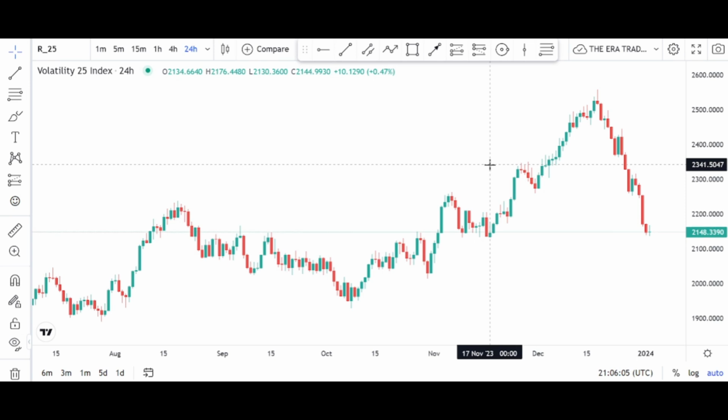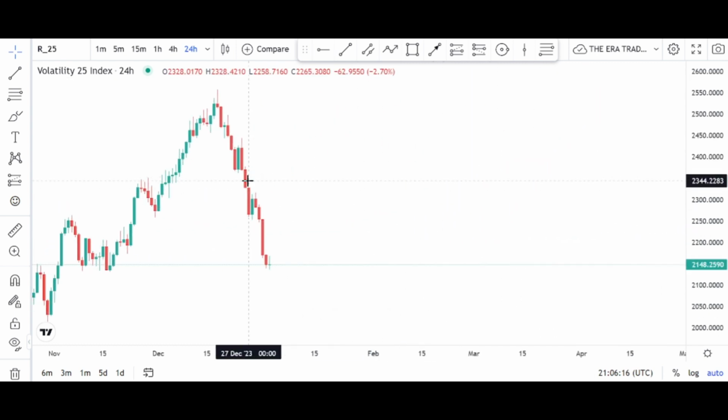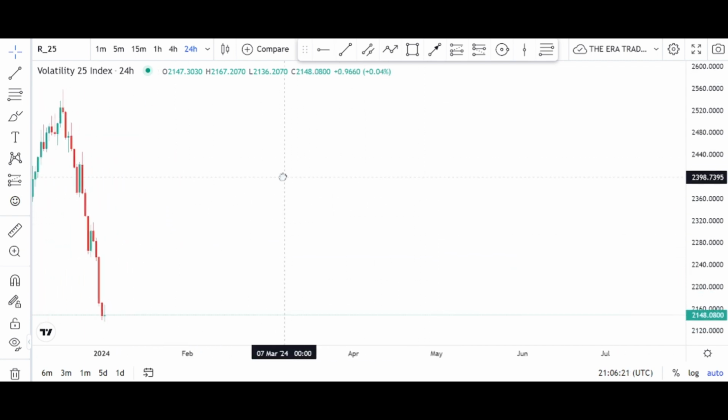So today, guys, I'll be talking about market structure. Market structure is just basically how the forex market is organized. As a forex trader, you need to understand how the forex market is moving. It just shows you basically how the market moves.